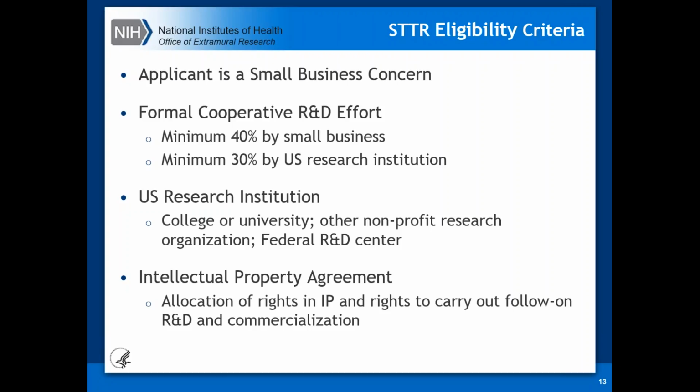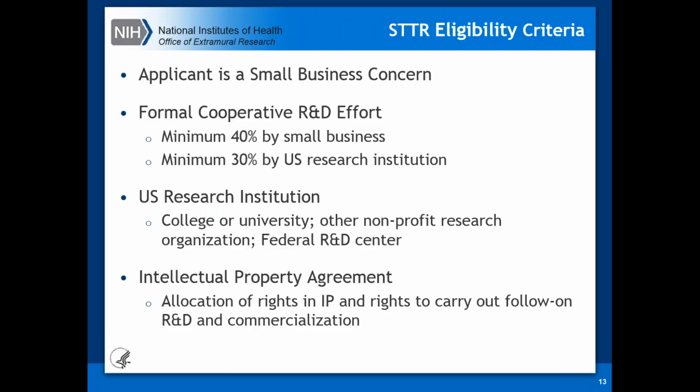That is a minimum of 40% of the work. And the U.S. research institution must do a minimum of 30% of the work. A U.S. research institution is defined as a college or university, other nonprofit research organization, such as Scripps, and also it could be a federal R&D center.